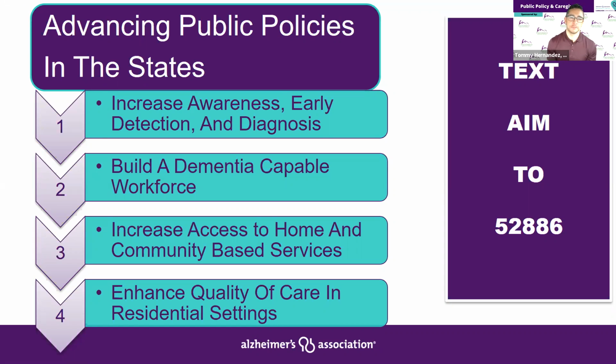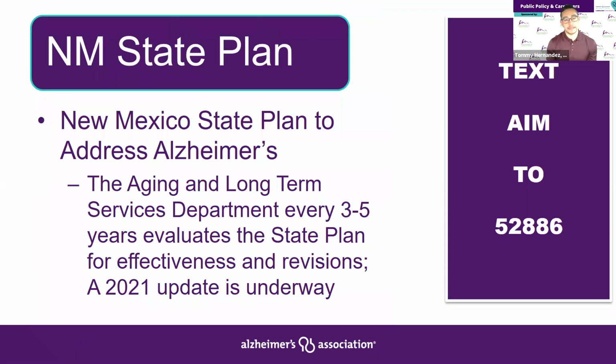So those are the advancing public policies in the states. Again, these are the 4 core areas, the 4 core items that our public policy directors across the country are working with their state champions to advance in this particular order. So the next slide I have here is going to talk a little bit about the New Mexico state plan.